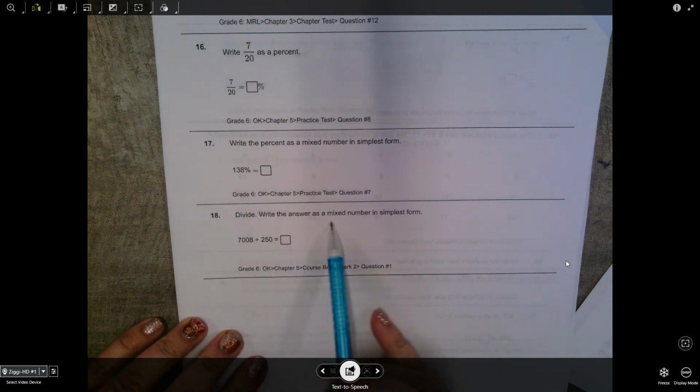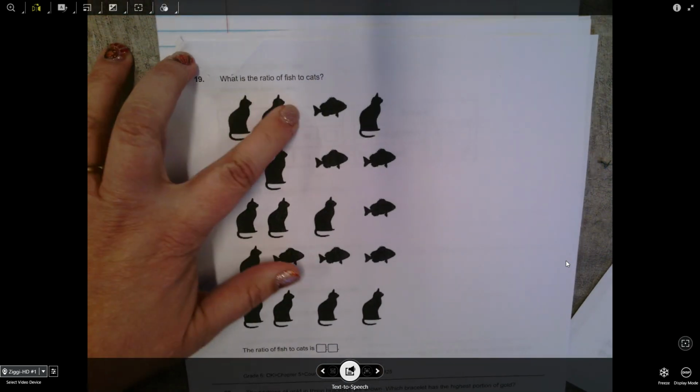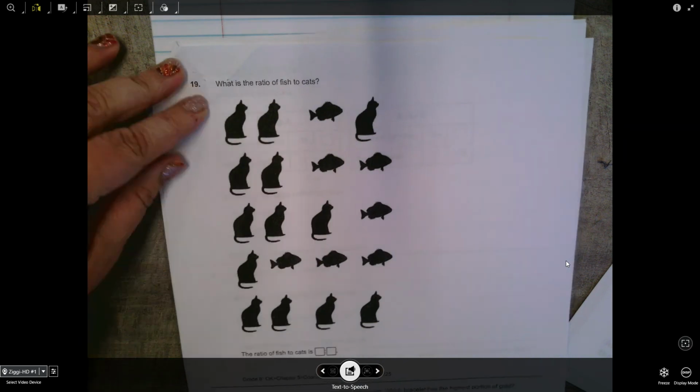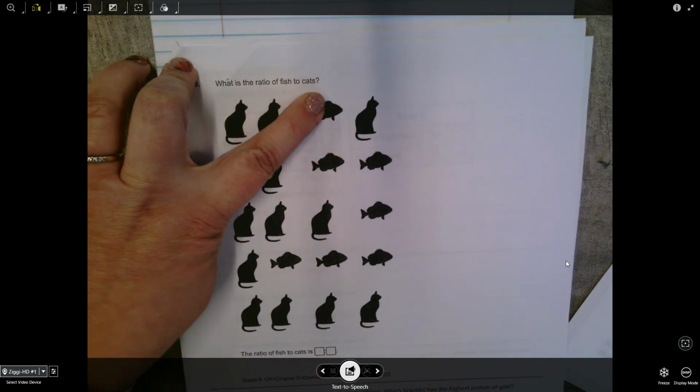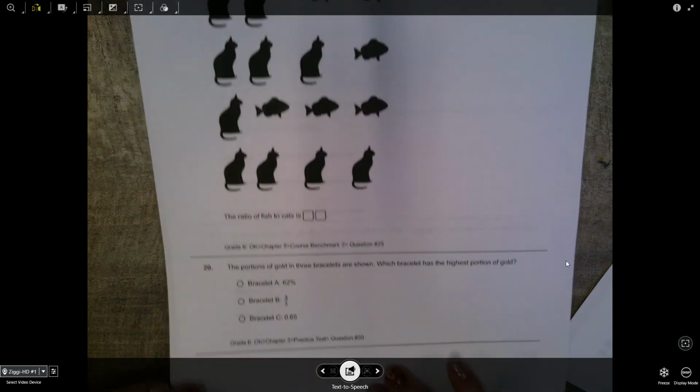And then this is a review from the last unit. Divide, write the answer as a mixed number in simplest form. Remember, your remainder becomes your fraction on that. This one's super easy. Write the ratio of fish to cats. Fish to cats.